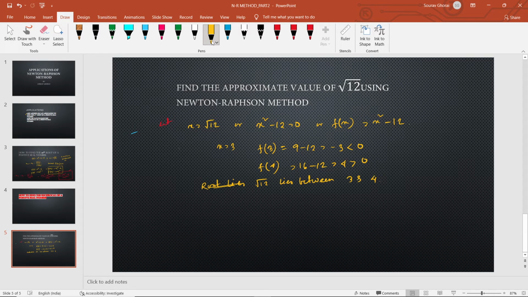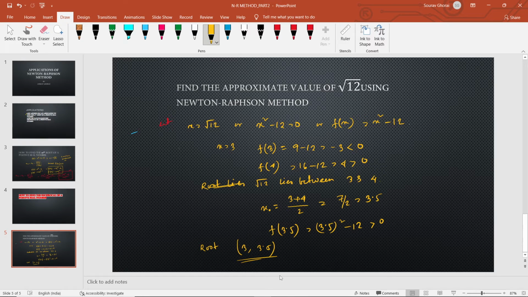If we find the midpoint of the interval 3 and 4, that is 3 plus 4 by 2, suppose we call it x0, that is 7 by 2, which is 3.5. Now if we check f of 3.5, it will be 3.5 squared minus 12, which is greater than 0. So the root more specifically lies between 3 and 3.5.